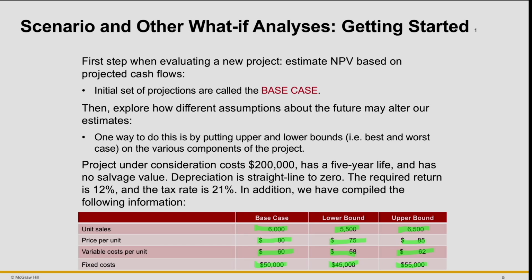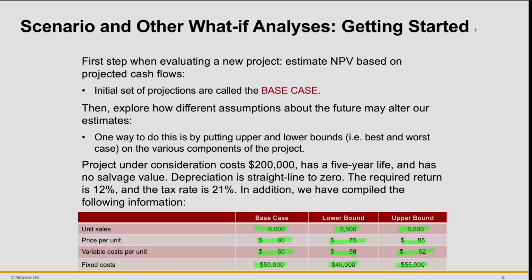Now, a couple of other things to point out here is that the cost of this project in this particular example is $200,000. It has a 5-year life and a cost of capital of 12%. We're also assuming no debt, so this is an entirely equity financed project, and the tax rate is 21%.